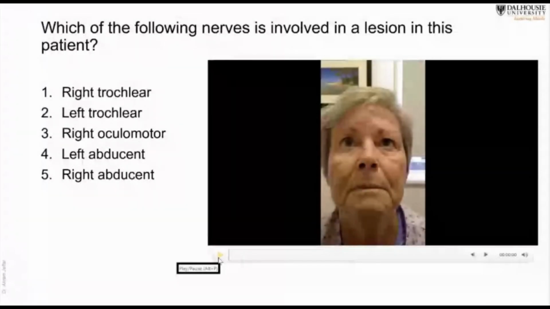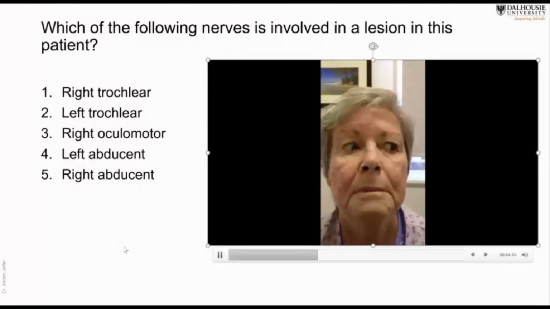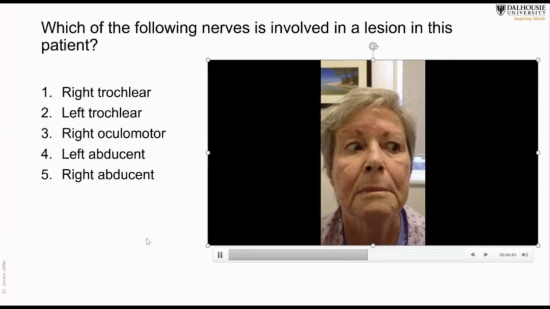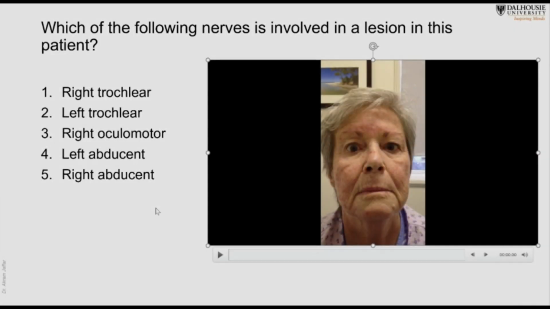So which of the following nerves is involved in a lesion in this patient? Look to your left, look to your right, look to your left again, and to right. Okay, so what do you think the problem is here? Which nerve is involved? First of all, you have to identify which muscle is involved, and then you will come up with the nerve.